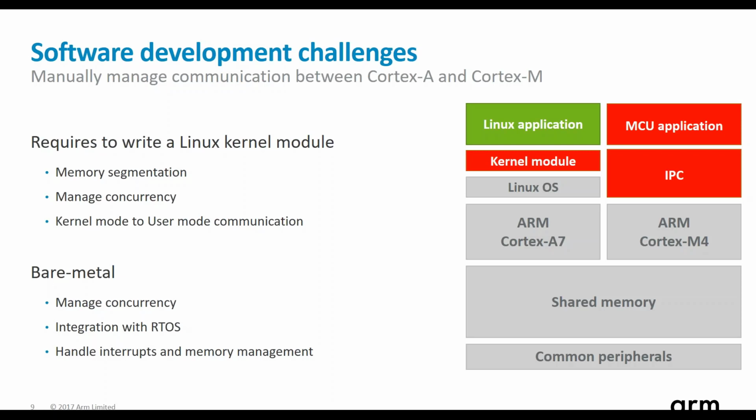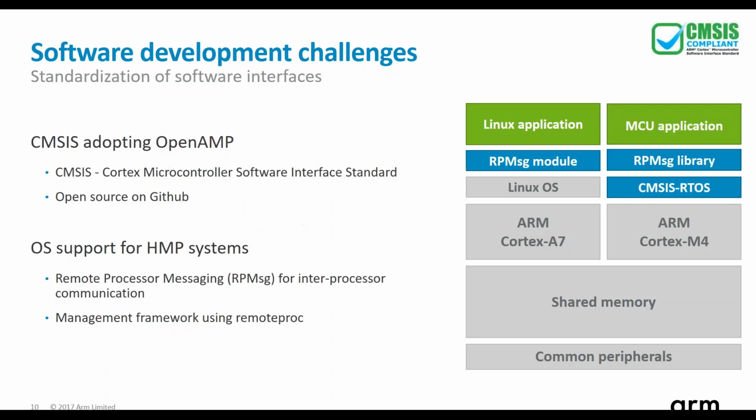In terms of bare metal, on the Cortex-M4 side, we will need, again, to manage concurrency. We will need to manage the integration with the RTOS, with interrupts and so on, and directly handle the memory management. As I said at the beginning, this is not what we advise. What we have available instead is a standard called OpenAMP. OpenAMP is a set of libraries which allows a simplified way to communicate from the Linux application to the RTOS application and the other way around.